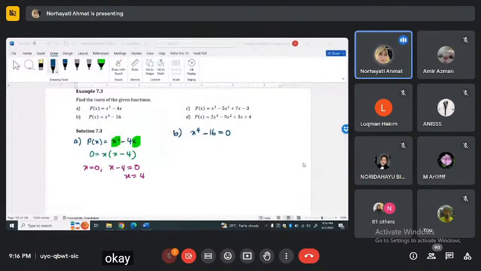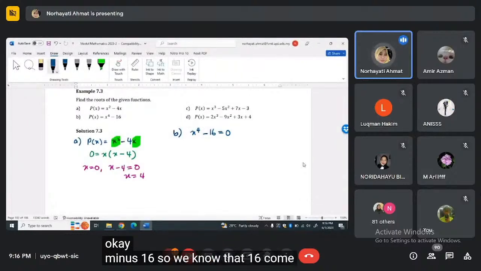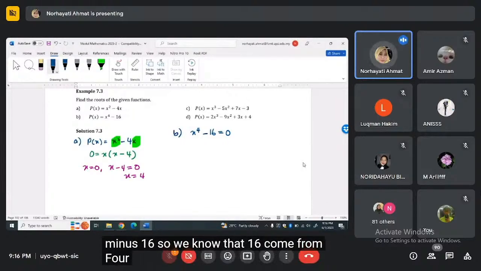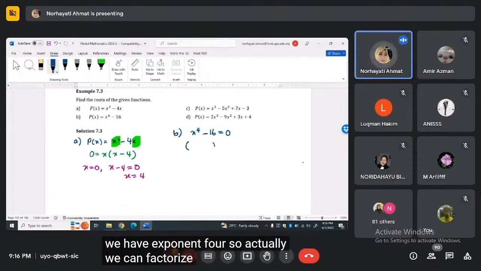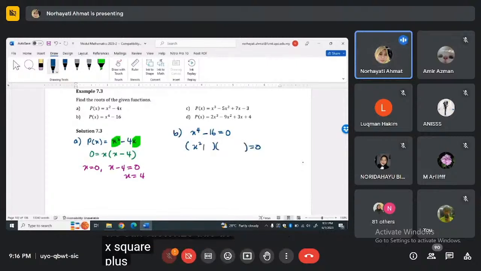Okay. Kita ada minus 16. So we know that 16 come from 4 square. Kita boleh jadi sebagai kuasa 2. Tapi kali ni kita ada kuasa 4. We have exponent 4. So actually we can factorize this as x square plus 4, x square minus 4.